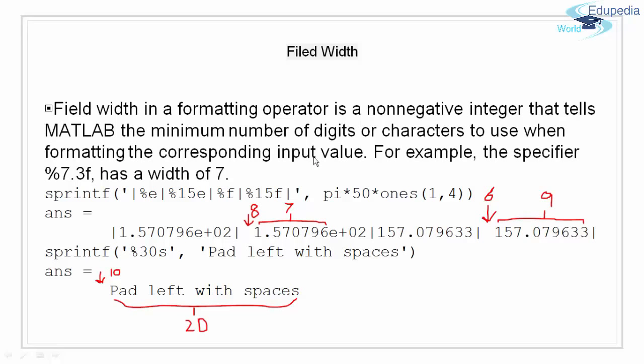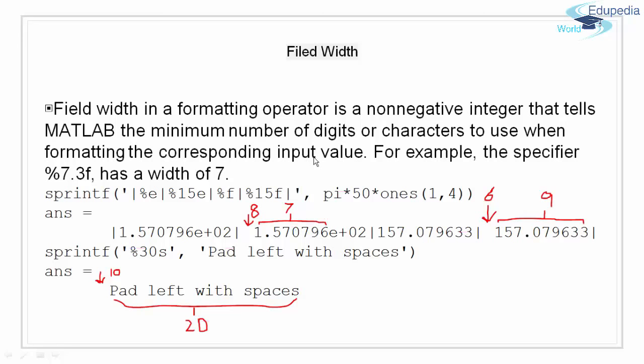Field width in formatting operator. Field width is a non-negative integer that tells MATLAB the minimum number of digits or characters to use when formatting the corresponding input value. For example, the specifier %7.3f has a width of 7.